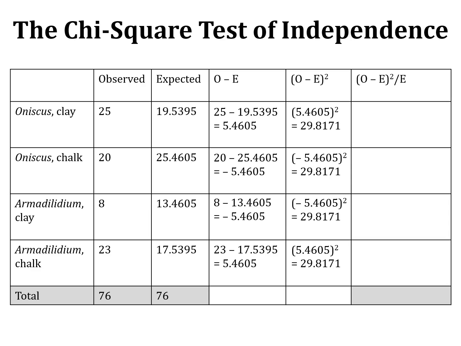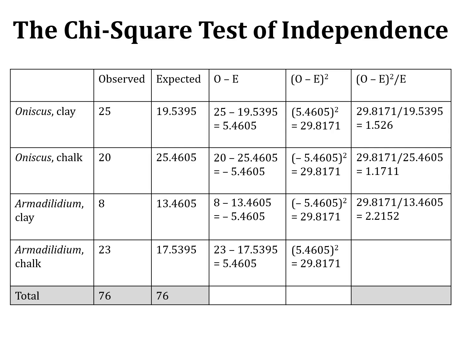So we take the square of the difference between the observed and expected frequency of Oniscus clay, which is 29.8171, and then we divide it by the expected frequency of Oniscus clay, which is 19.5395, and our answer is 1.526. Then in the next cell, the square of the difference between observed and expected frequency of Oniscus chalk, which is 29.8171, is divided by the expected frequency of the same observation, and the answer is 1.1711. Then in the next cell, 29.8171, which is the square of the difference between the observed and expected frequency of Armadillidium in clay soil, is divided by the expected frequency of the same observation, and the answer is 2.2152.